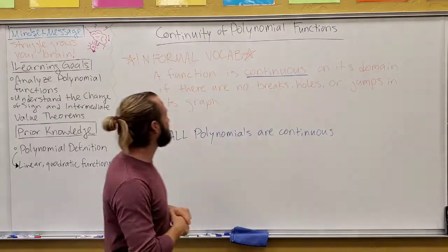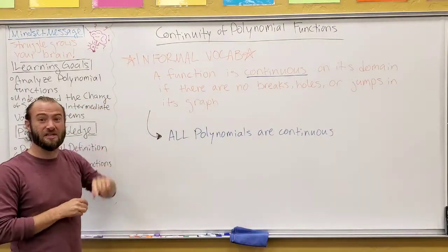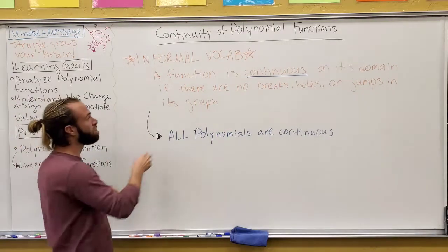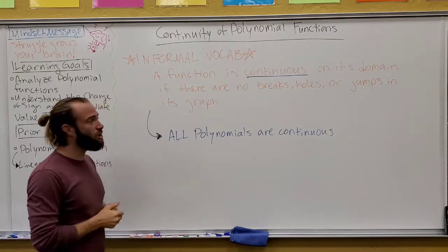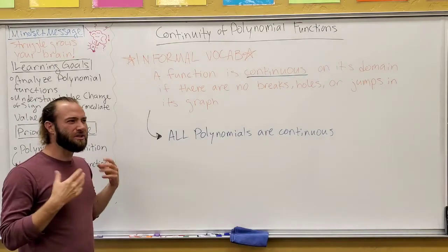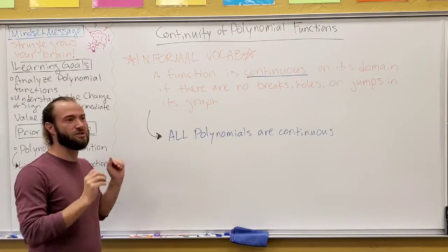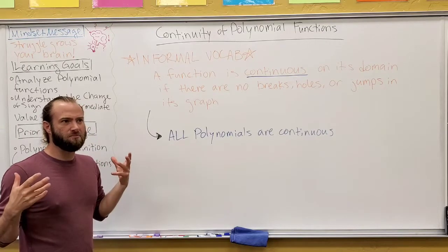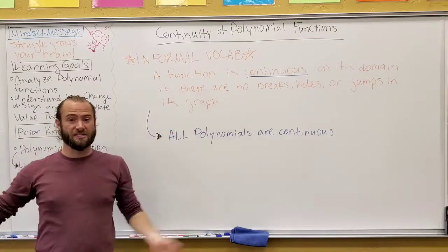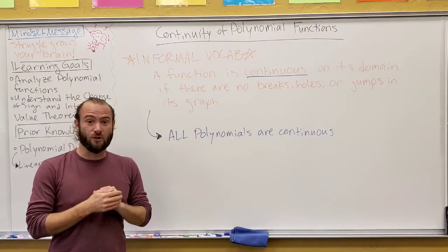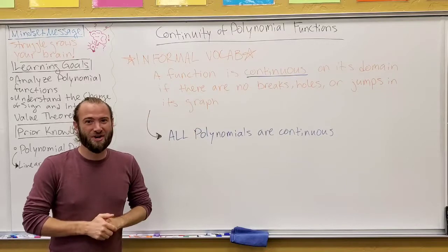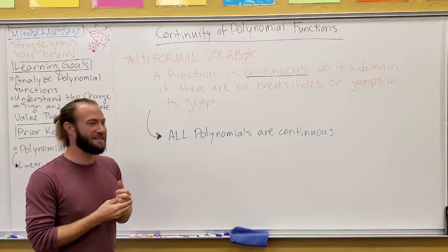So let's dive into an informal definition first. I'm going to call this informal vocab, and we'll give some examples, and then we'll dive into the more formal definition. A function is continuous on its domain if there are no breaks, holes, or jumps in its graph. That's a really intuitive way to understand it, by just looking at its graph. Continuous kind of makes sense if you think about it. It just means it continues on. You could think of the graph as like a road. If you were traveling on the road, you would never fall through a crack in the road or a hole or anywhere like that. Okay?